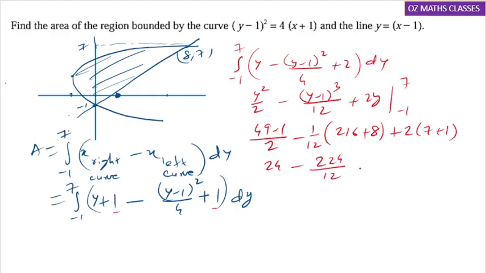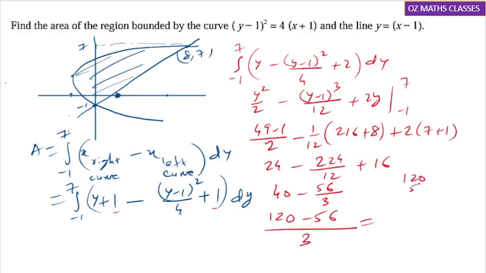216 by 12 and plus 8 into 2, 16. So 16 and 24 will become 40. This will cancel with 4. So 4 threes are 12 and 4 fives are 20, and this. Now take the LCM. So 120 minus 56, 64. So the answer is 64 by 3. The answer is correct. The area is 64 by 3.